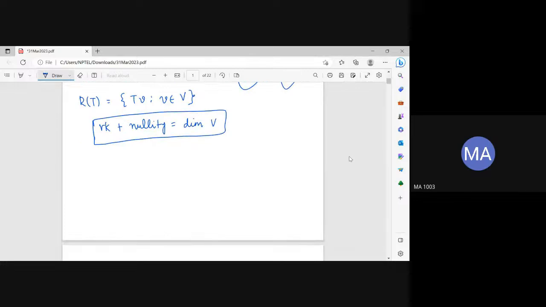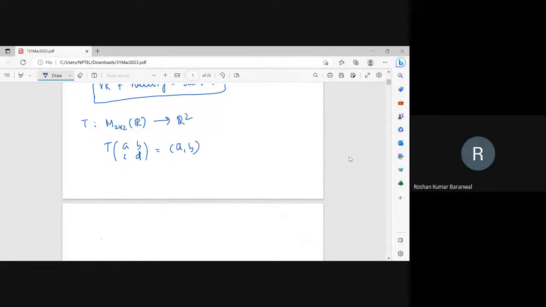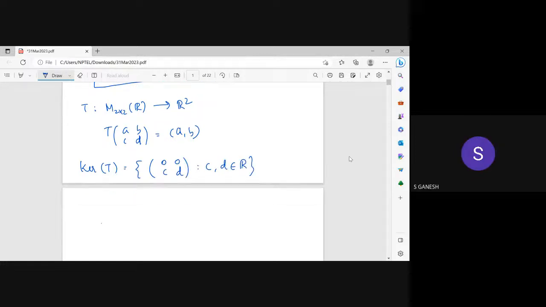There was a map we discussed last time. I don't remember exactly, but T of (a, b, c, d) goes to (a, b) or something like this, right? Is this map onto? Do you remember what the kernel was? It's not one-to-one, but it is onto. The kernel is the set of all (0, 0, c, d)-type vectors. Nullity will be 2. It's onto, but not one-to-one.